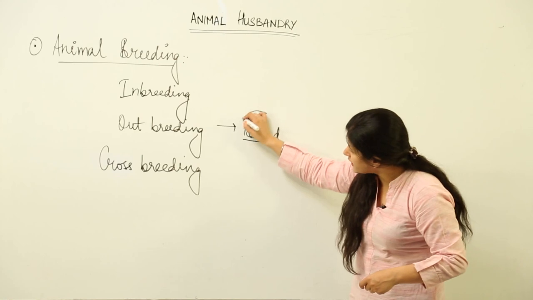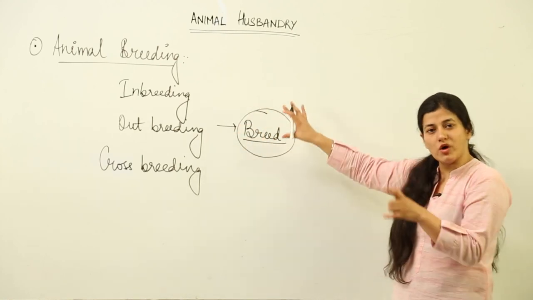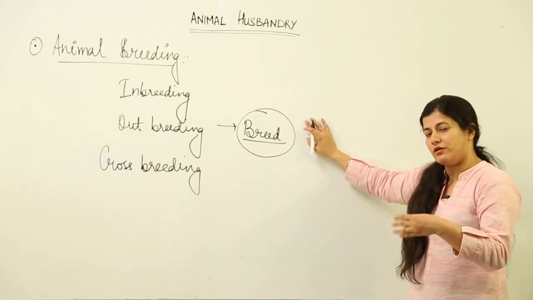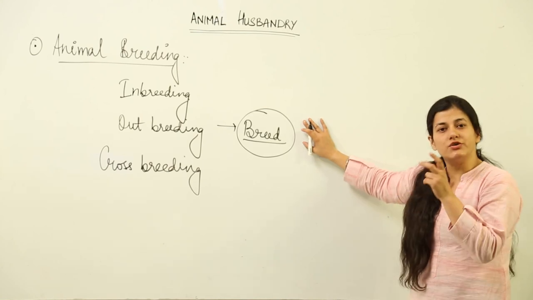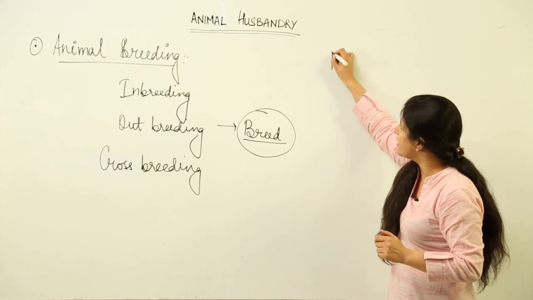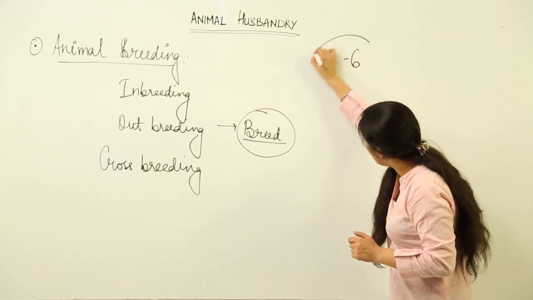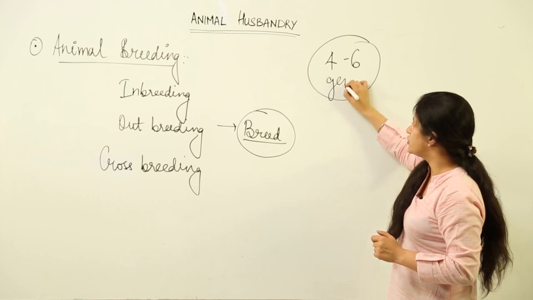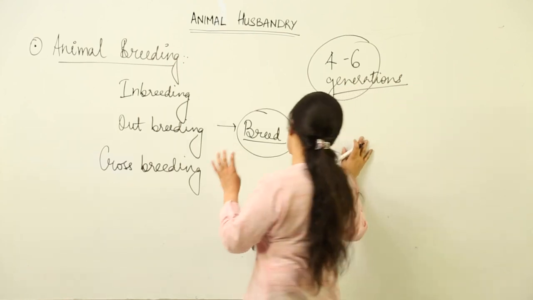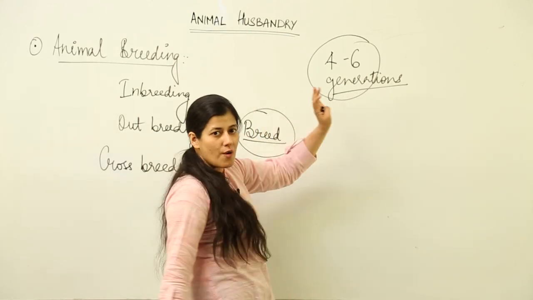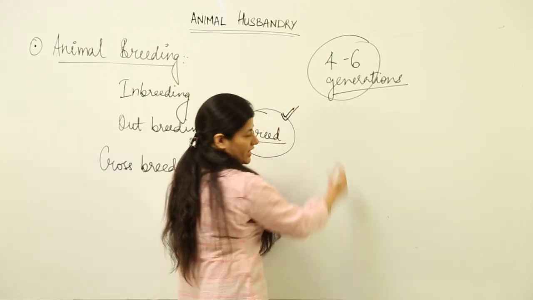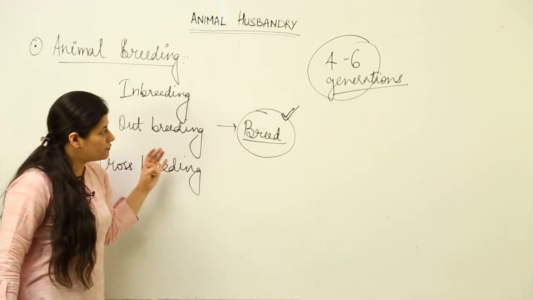Now, what is a breed? First of all, you need to know what a breed of an animal is. All the animals belong to a similar breed if they have common ancestors from 4 to 6 generations. If the animals under consideration have common ancestors between 4 to 6 generations, then they belong to the same breed.